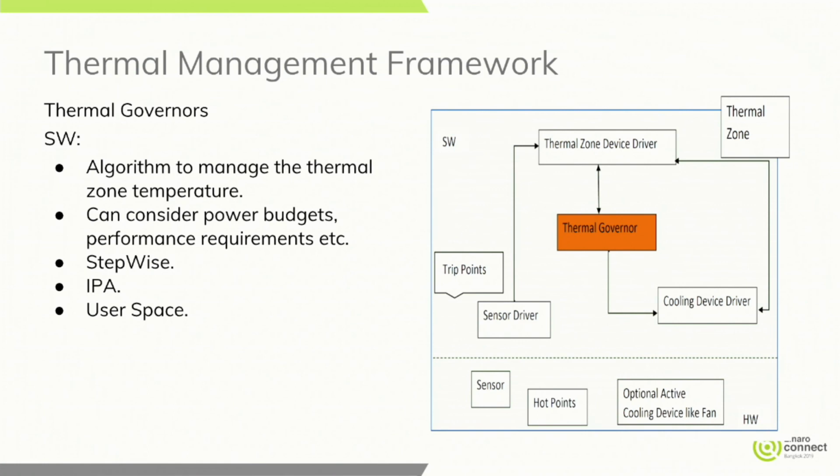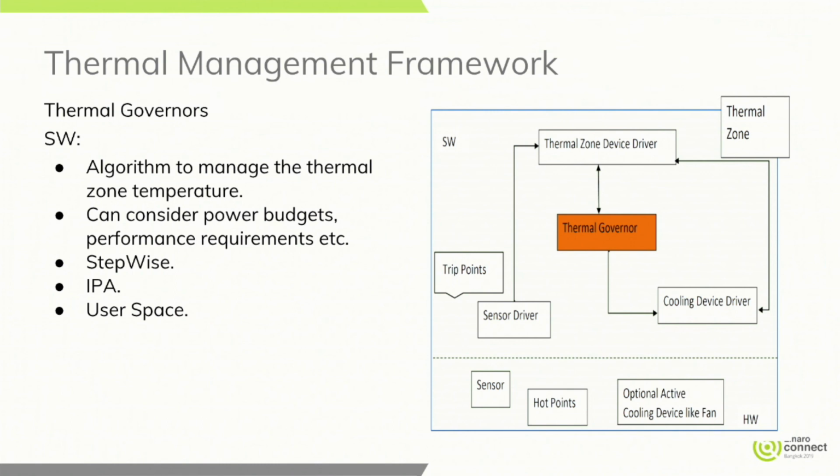And then there is a governor, which is only a software entity. It's like an algorithm that manages all these devices. It is an algorithm that takes the decision on what to do, what cooling device to trigger, and what to do when the temperature has either risen above a particular point or when the temperature has come down from that particular point.